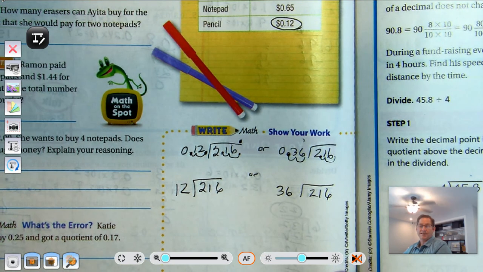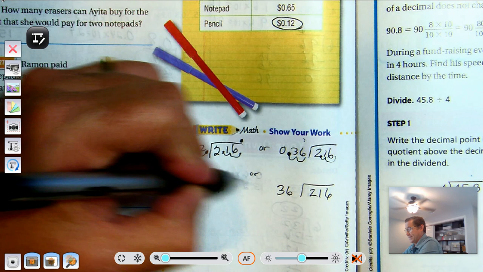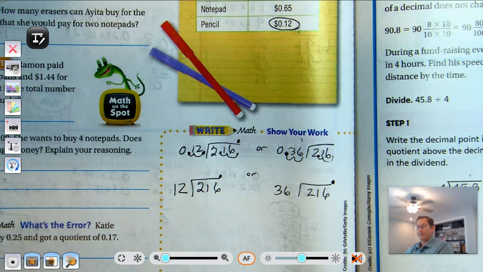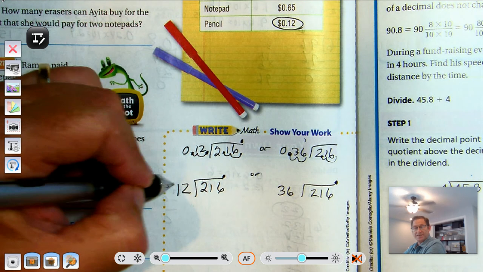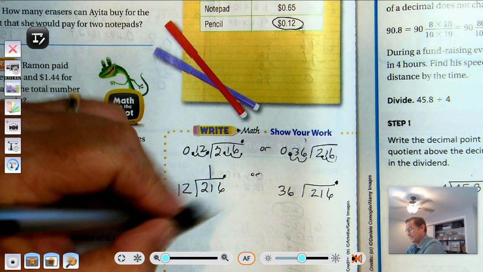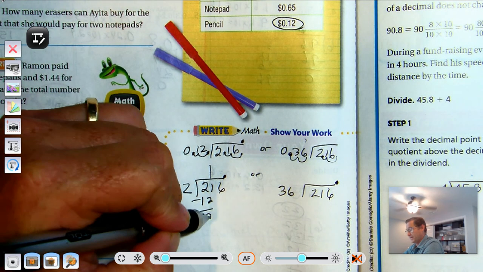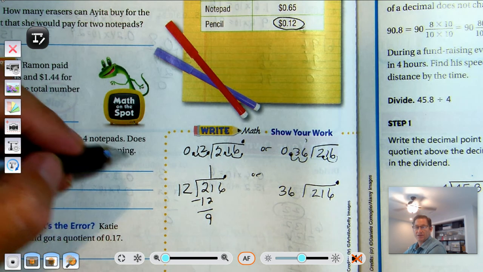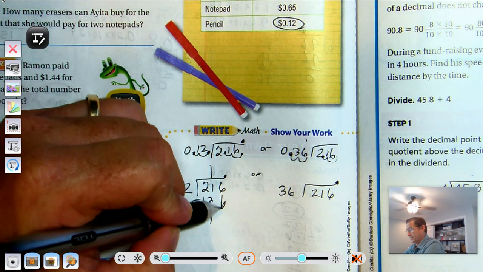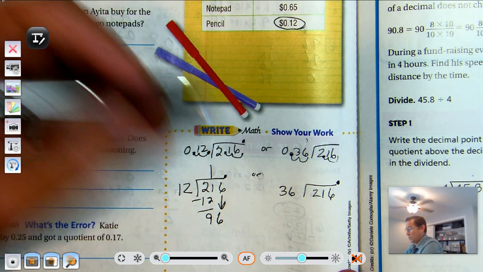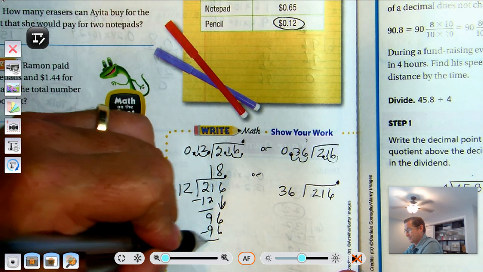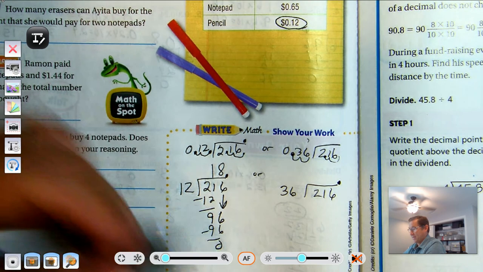All right, so where's the decimal point in these problems? It's going to be at the end. Okay. So how many 21s can I share with 12 groups? Well, I can put 1 ten in each group. That leaves me with 9 tens, which can't be shared with 12 groups. Bring down the 6 ones, and 96 ones divided by 12. Well, I know 12 times 8 is 96. So he can buy 18 pencils.